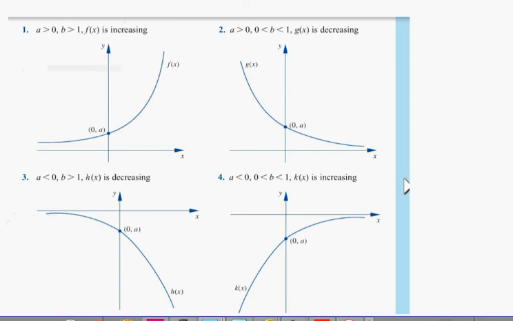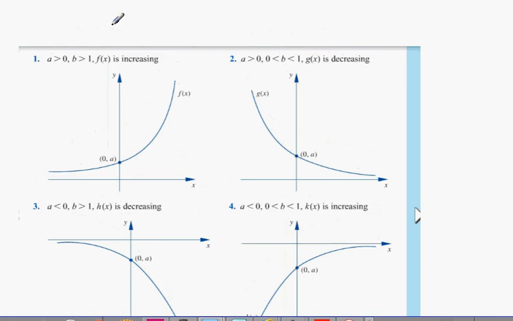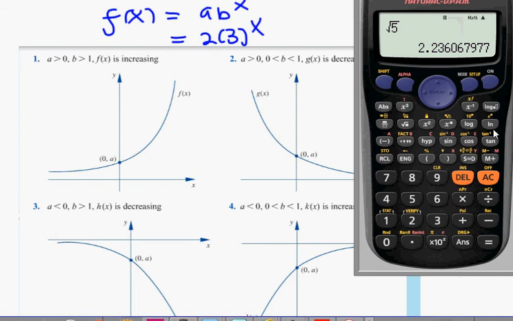On the following equations, all these are representatives. These all represent the equation f of x equals a times b to the power of x. For example, the first case is a bigger than 0 and b bigger than 1. So our example would be a could be 2, b could be the number 3, and it's to the power of x. Now, we put this into a graph function, or into our table function, and look what happens. What we'll get is f of x equals 2 times 3 to the power of x.